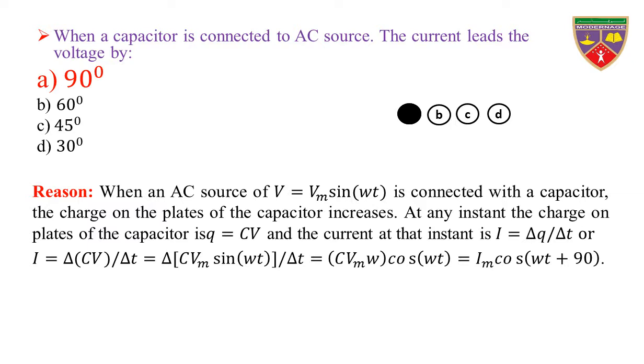C Vm sin omega t divided by delta t, which is equal to C Vm omega cos omega t, because the derivative of sin omega t is equal to omega cos omega t, which is equal to Im cos omega t, or Im sin (omega t plus 90 degree). Hence, current leads voltage by 90 degree.